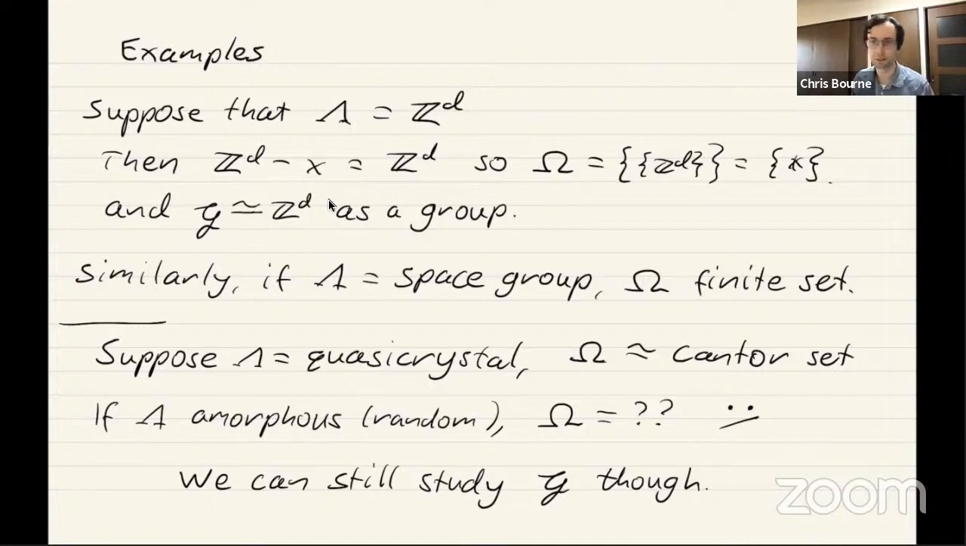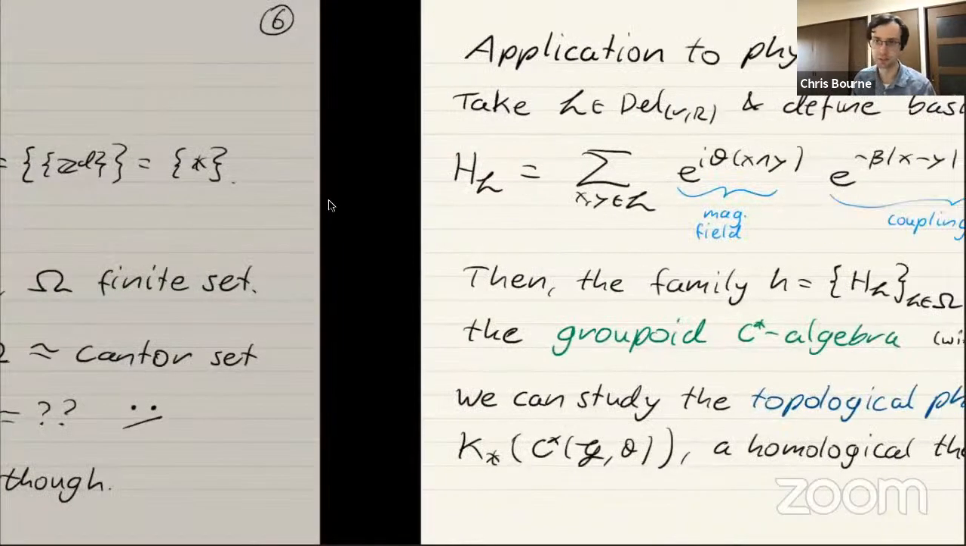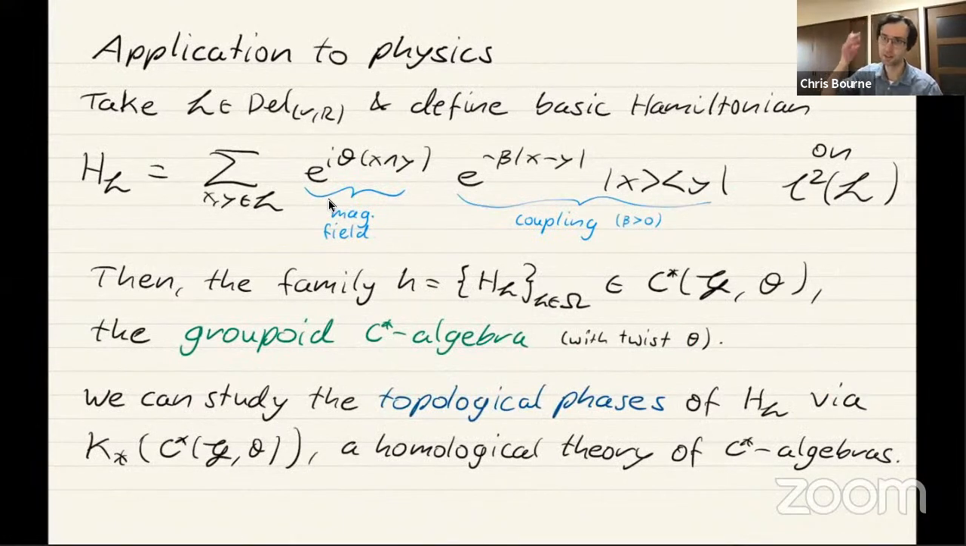Okay, so maybe just to spend one more minute talking about a quick application of this. There's lots of different things you can do with this groupoid. You could study tilings, you could study more mechanical properties, but I want to quickly talk about topological properties coming from physics. So again, take a Delone set, and now let's think about this Hilbert space of square summable sequences on this set, and write down the most simple Hamiltonian that you can think of.